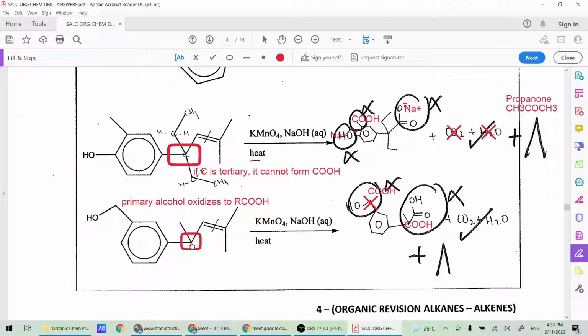Then same story, that part that was broken off should have also given you propanone. So that's the missing one. I'll probably cover it in a bit. Remember, this carbon over here, I repeat again and again, is not tertiary. If it's primary or secondary, it can oxidize. The entire chain just breaks off and gives you carboxylic acid.